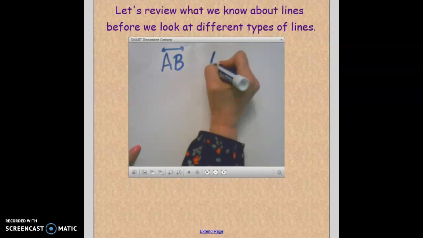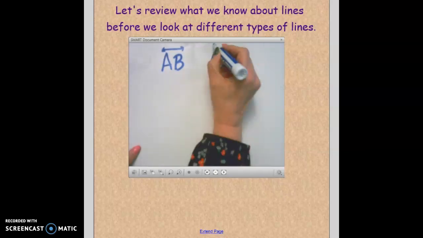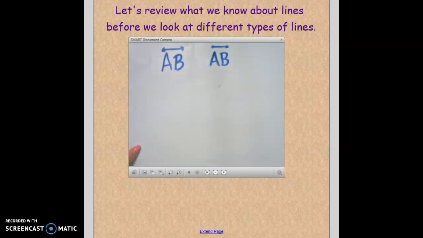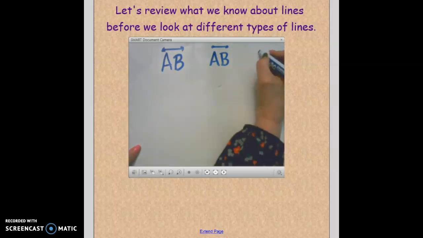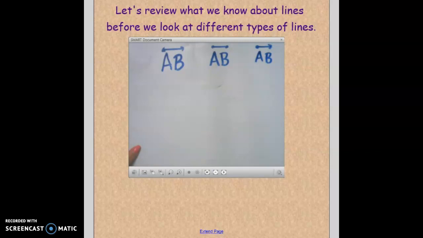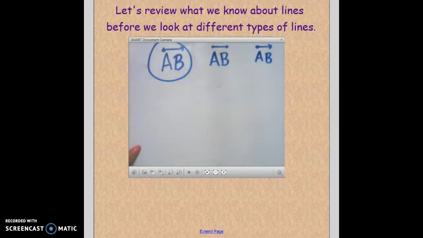If I wanted to call AB a line segment, it has a beginning and an end point. If I wanted to call AB a ray, it would start there and continue on. So that's the codes that we use so that we don't have to draw it out every time. But today we're only focusing on lines.